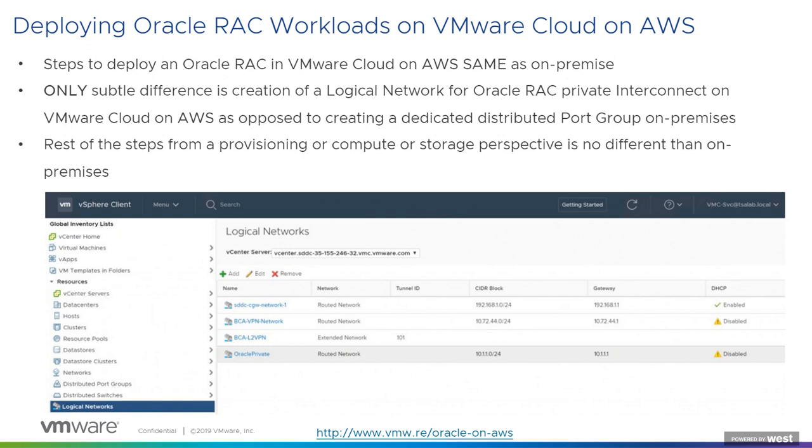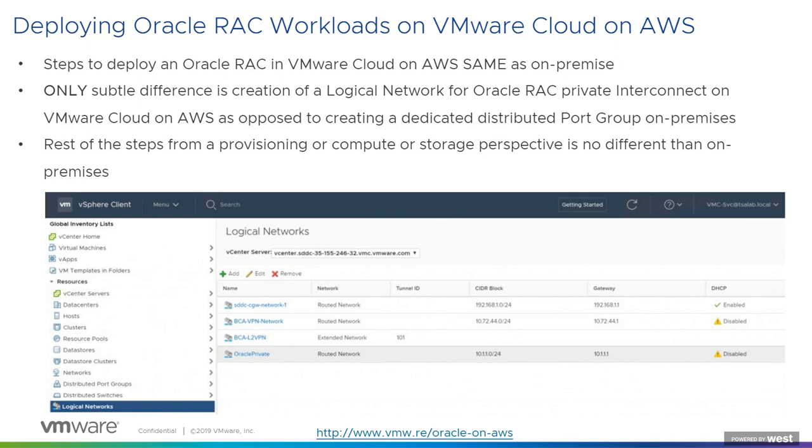Steps to deploy an Oracle RAC on VMware Cloud on AWS are exactly the same as one would do on premises. The only subtle difference here is the creation of a logical network for the Oracle RAC private interconnect on VMware Cloud on AWS, as opposed to creating a dedicated distributed port group on premises. So the network section shown in the slide shows an Oracle private logical network, which is created for the Oracle RAC private interconnect traffic. The rest of the steps, from a provisioning perspective, compute perspective, or even the storage perspective, are no different than deploying an Oracle RAC on premises.